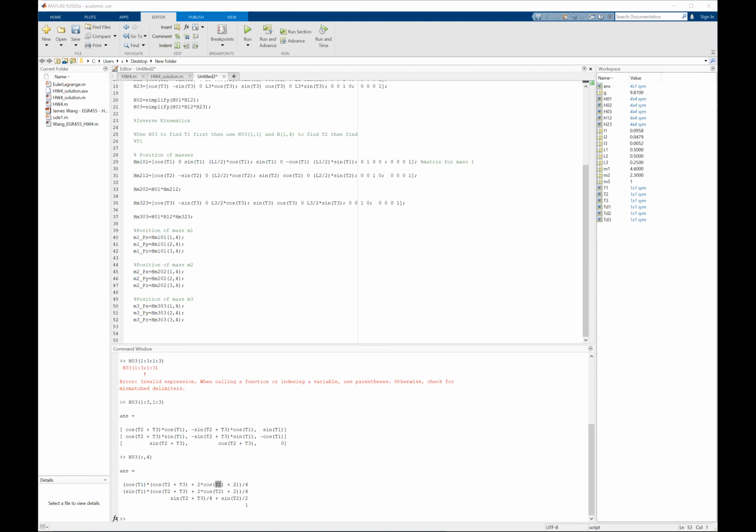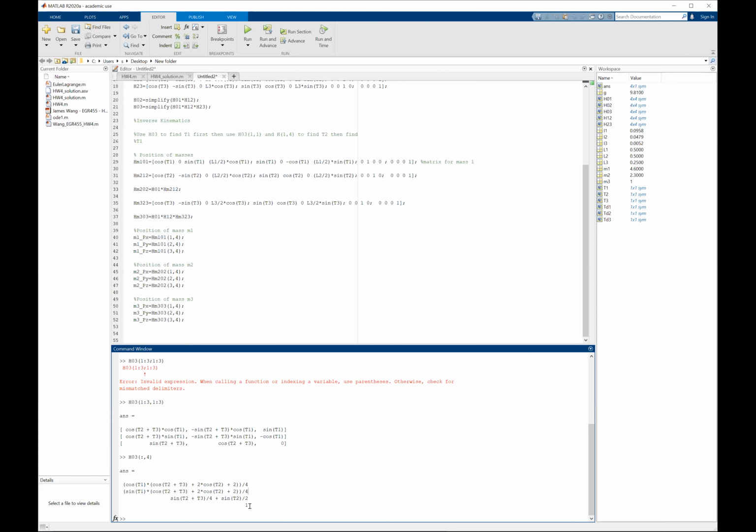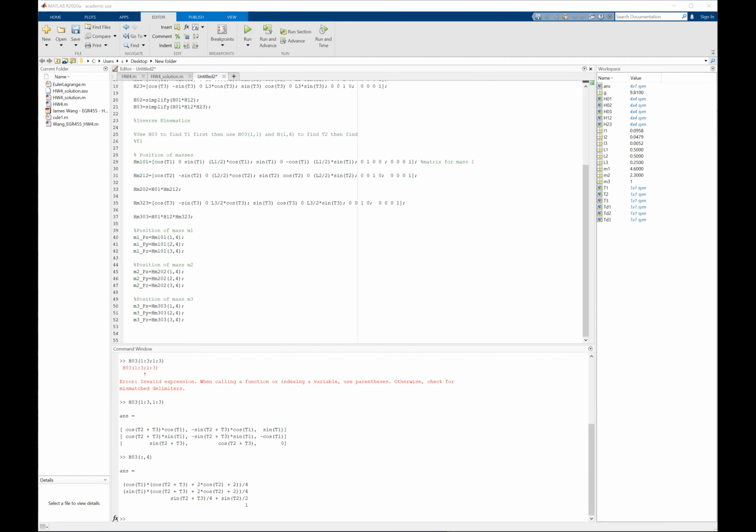Now I'm going to show you a simple trick to find velocity. And I discussed in the lesson that there are two ways to find velocities. I can take m1_px and find the derivative, do m1_py and find the derivative, m1_pz and find the derivative, or as a shortcut, I can just take the Jacobian. So it's just a shortcut method.